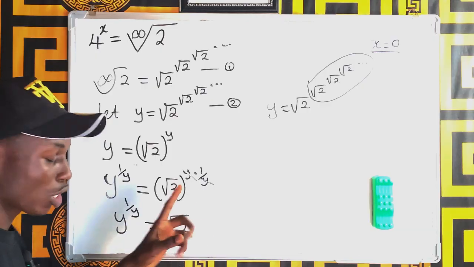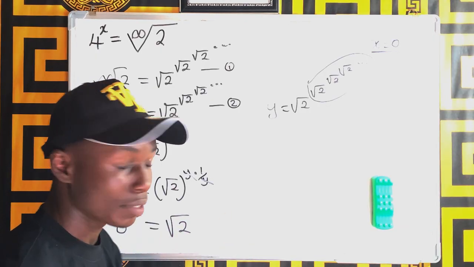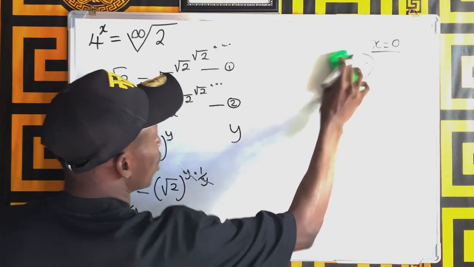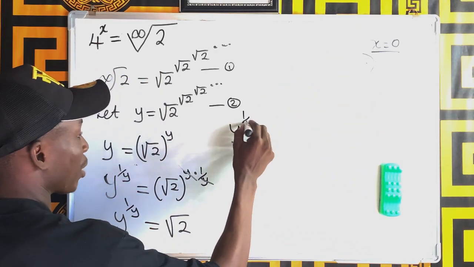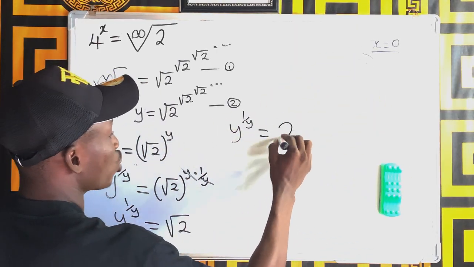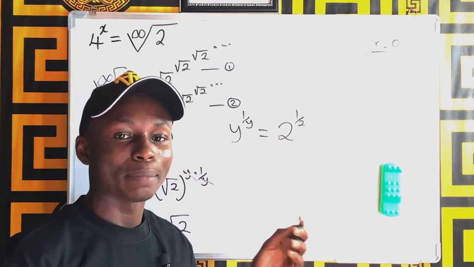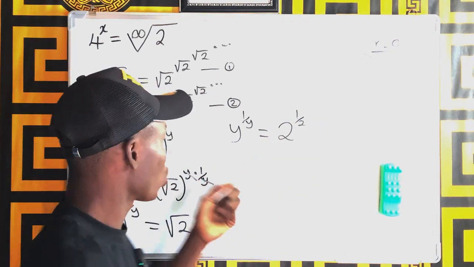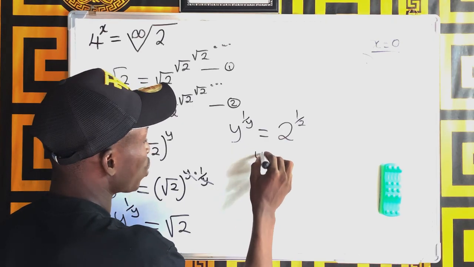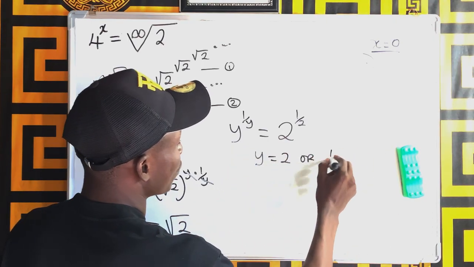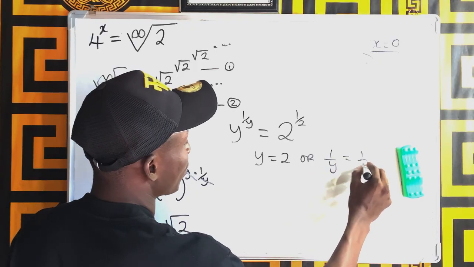At this point, I'm going to write this in exponent form. Do you know that root 2 is 2 raised to the power of half? That means y raised to the power of 1 divided by y is equal to 2 raised to the power of 1 divided by 2. Now we are going to compare the base here and compare the powers. So you can say that the base y is equal to 2, or the power 1 divided by y is equal to 1 divided by 2.